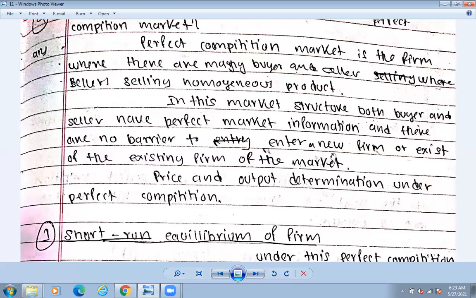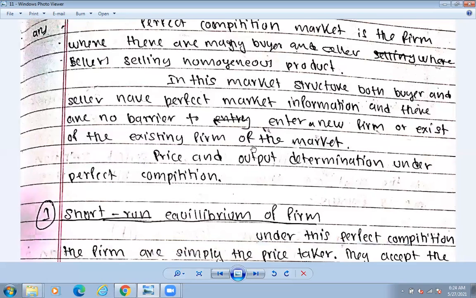Electricity is distributed by the Nepal Electricity Authority, NEA. Wherever it is supplied from, in Dharan or elsewhere, it is all handled by NEA. New companies are not allowed to enter the market in case of monopoly. But in case of a perfect competition market, any firm can enter the market, and any firm can exit the market at any time.